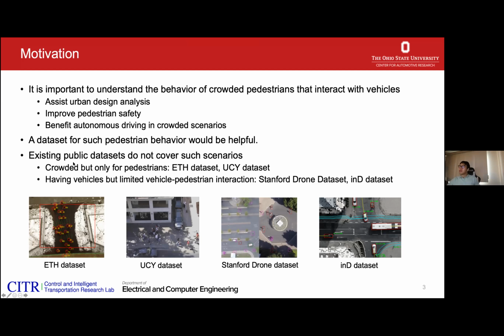However, existing public pedestrian data sets do not cover such scenarios. There are some existing data sets, but they either only cover the crowded pedestrian scenarios, but only for pedestrians, which means there is no vehicle. For example, there are the ETH dataset and the UCY dataset. And some other datasets do contain vehicles, but the vehicle pedestrian interaction is kind of limited. The examples could be the Stanford drone dataset and the Indy dataset.